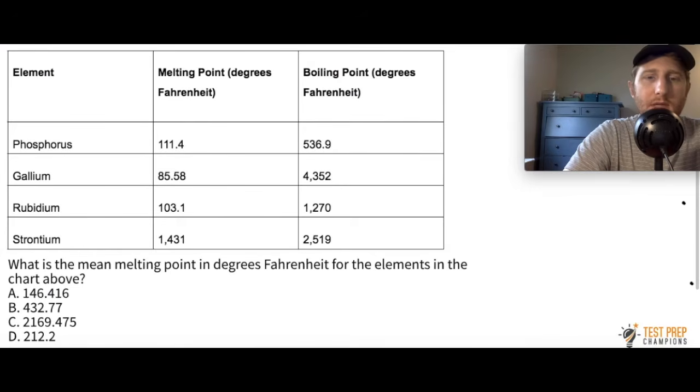What is the mean melting point in degrees Fahrenheit for the elements in the chart above? Is it A, B, C, or D? Now's your chance to pause the video and try to figure this out, and whenever you're ready, we'll go over the answer.